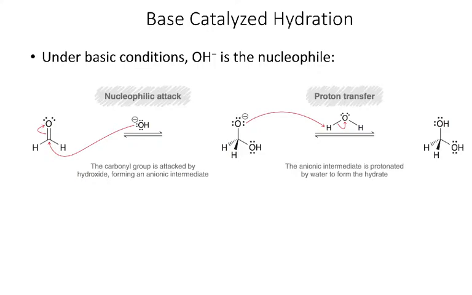Under basic conditions, the nucleophile isn't actually water. Because OH⁻ is present, that's a much better nucleophile than water, so OH⁻ is going to be our nucleophile. And so the OH⁻ attacks our ketone, the pi bond becomes a lone pair on that oxygen, and then we finish it off with a proton transfer from a water molecule.